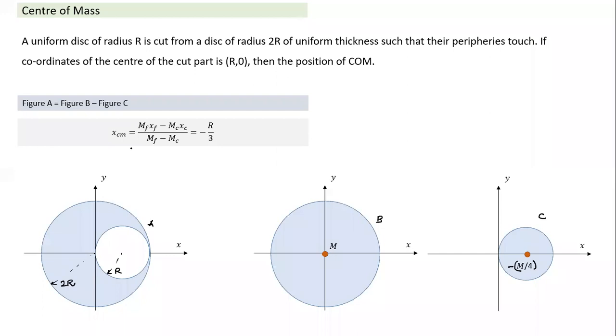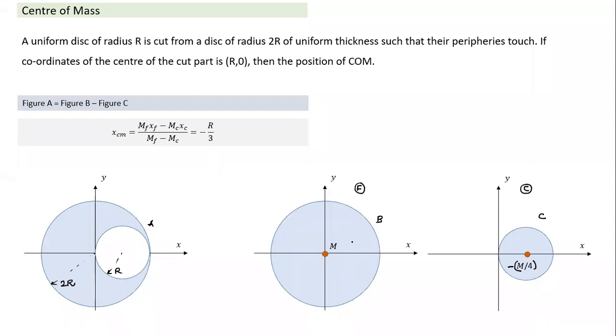When we write XCM, whenever a cavity is created, I can call this the full part and this the cut part, so there are two parts. We write the mass of the full part and the X coordinate of the full part, which typically get a plus sign, and since the cut part's mass is removed, I put a minus sign: minus the cut part mass and the X coordinate of the cut part, divided by the full mass minus the cut part mass. This is fairly simple to substitute. This part is 0 and the cut part here is M. You can easily substitute and find the answer, and this comes to minus R by 3.